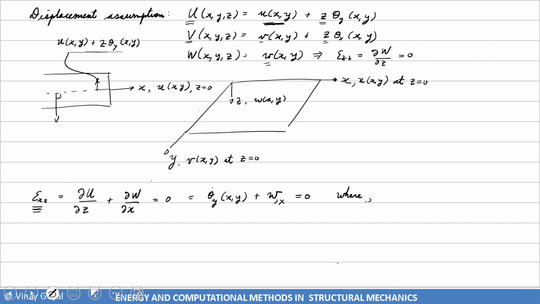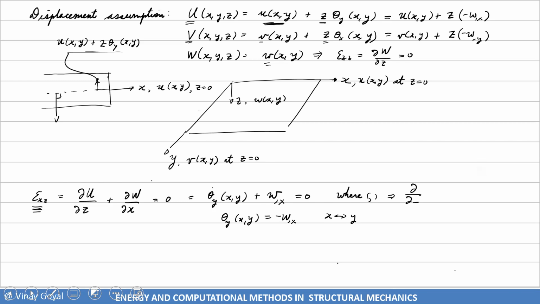Where comma from now on is going to represent partial. So imposing this restriction, then theta y, I can find what that is. So therefore, the deflection u is this here. And consequently, I'm going to be using this technique, x switch with y, so then I get the same thing. And you can see there, that's my deflection assumption for u and v.